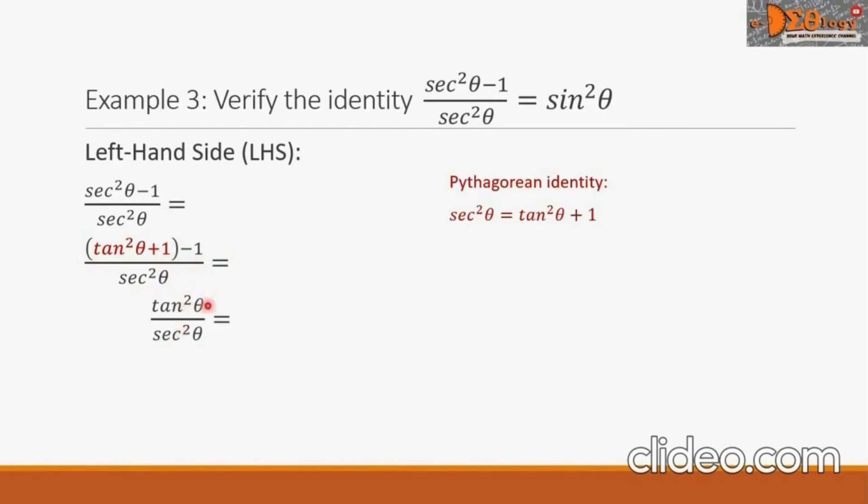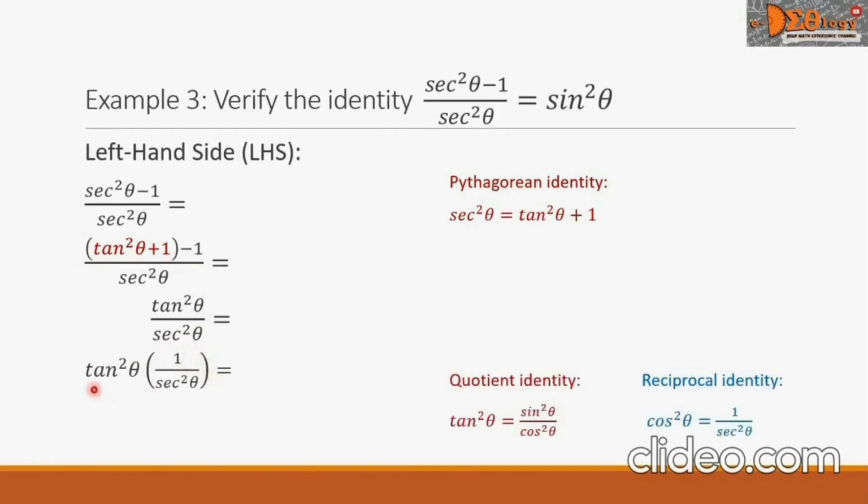I'm going to split now the tangent square theta and the secant square theta, showing that this secant square theta is a fraction with numerator of 1. And then I am going to convert the functions into sine or cosine. The tangent square theta, I can use the quotient identity. It is equal to sine square theta over cosine square theta. While the 1 over secant square theta, I can use the reciprocal identity to show that this value is equal to the cosine square theta. Substituting now the respective values, the tangent square theta is now replaced by sine square theta over cosine square theta, while the 1 over secant square theta is equal to the cosine square theta.